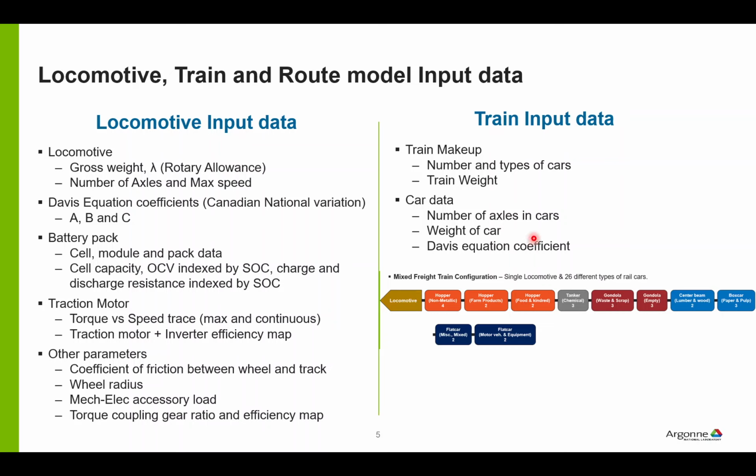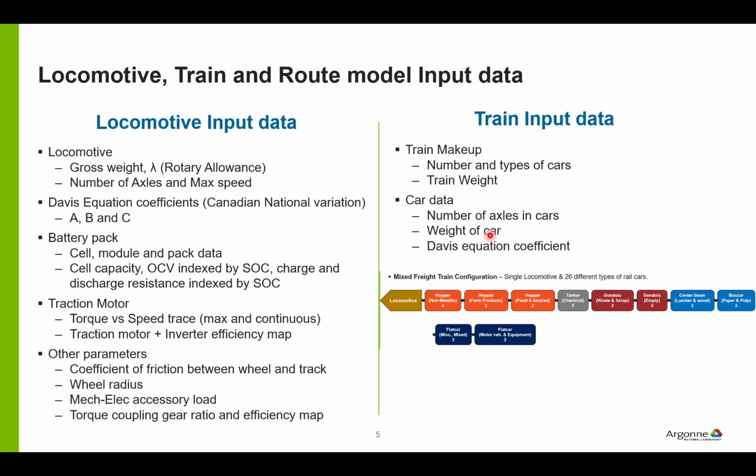And on the train side, we need the total number of cars in the train, and what is the weight of each car, the number of axles on each car, and the Davis equation coefficients according to the type of the car.